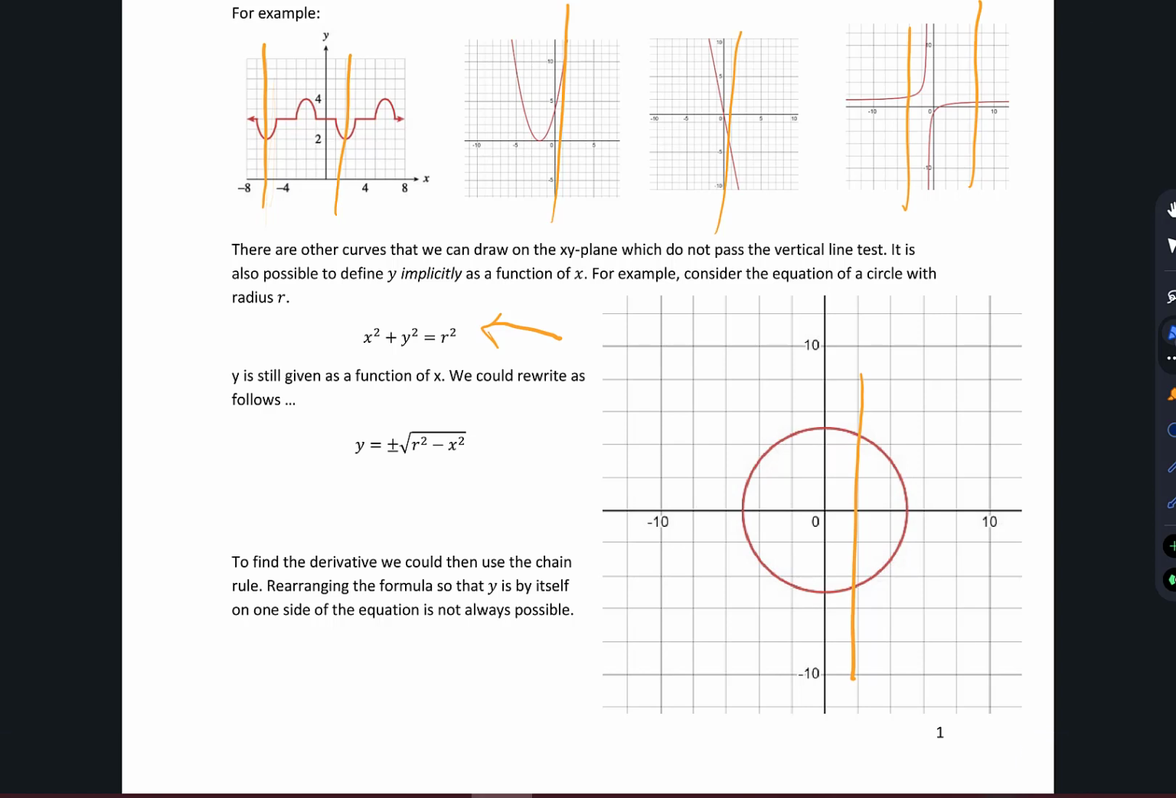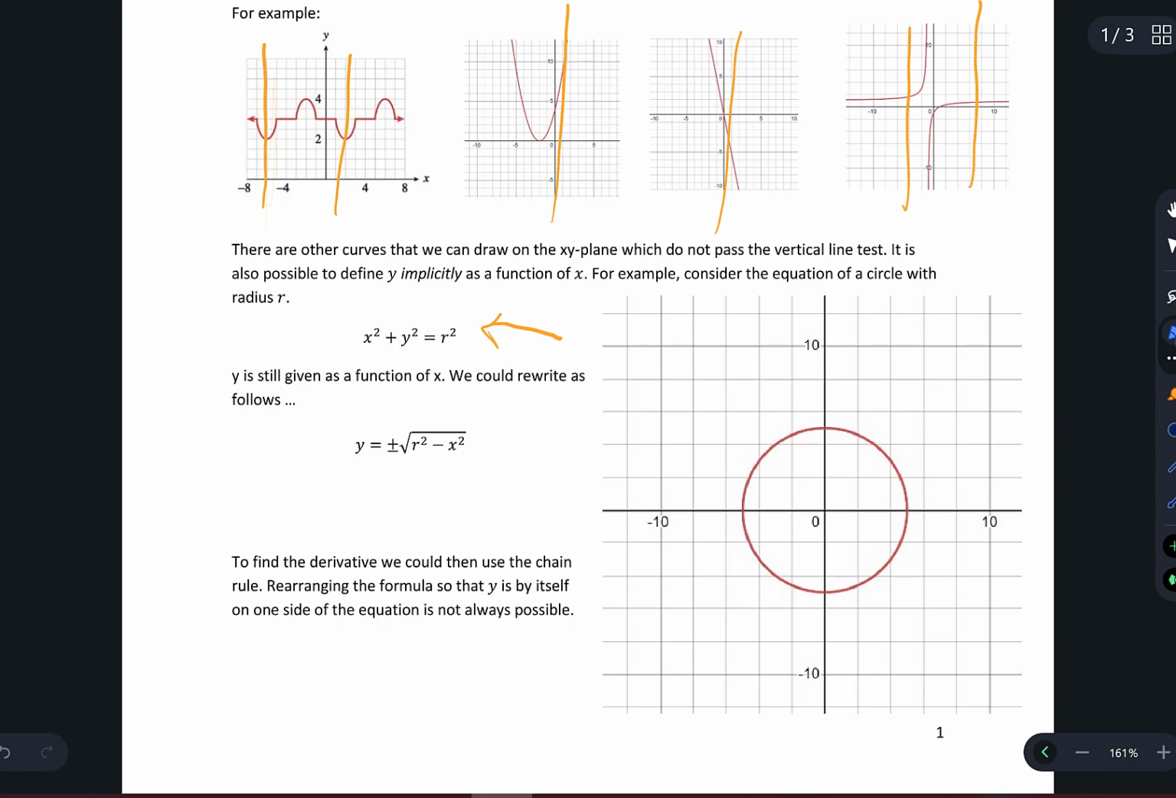And so what we could do is consider the plus side separately and the negative side separately, use the chain rule to take the derivative, and we could get the derivative that way. But we have to be very careful, because remember, when we talk about a derivative, it is really the slope of the tangent line at a particular point.